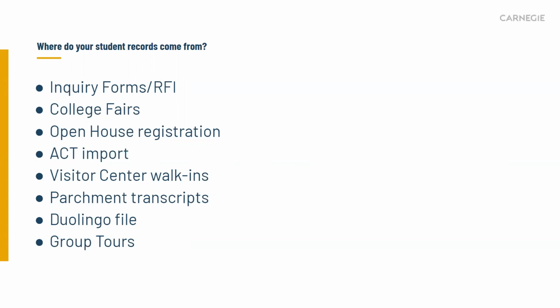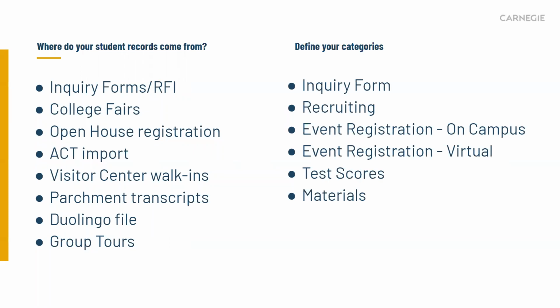Then take all of these and start to define them into categories that make sense for your institution with names that are clear and self-explanatory. You know, things like inquiry form goes into a category of inquiry form, pretty straightforward. College fairs, that's recruiting, and maybe you're grouping together college fairs, high school visits, transfer visits. You've got event registrations, test scores, materials, right? So you're getting a sense of how you want to group these together.